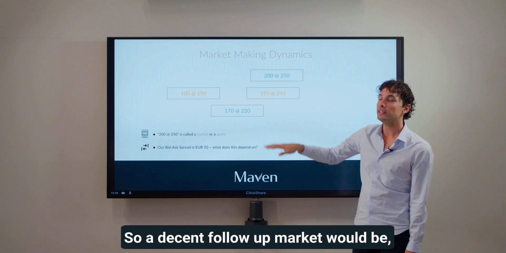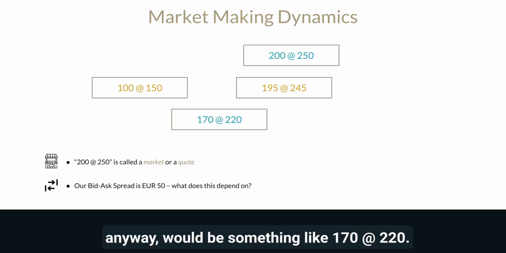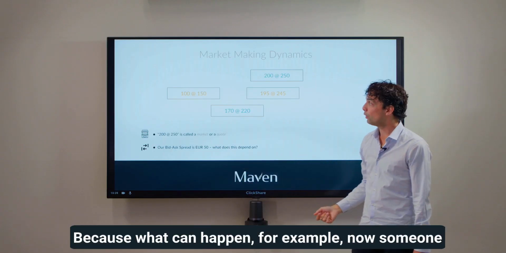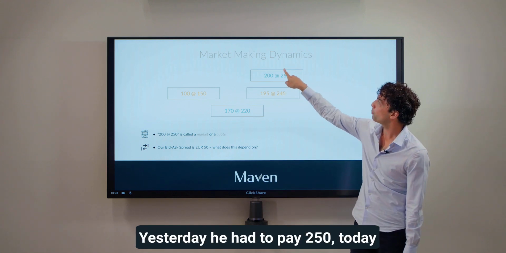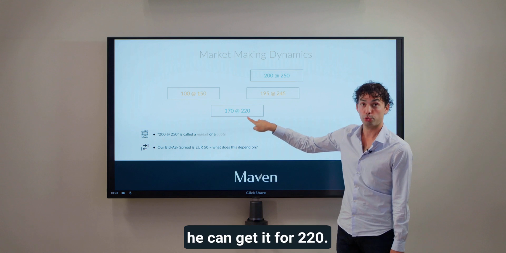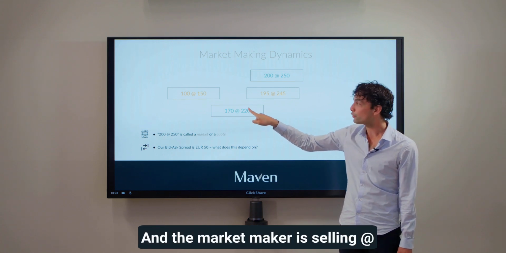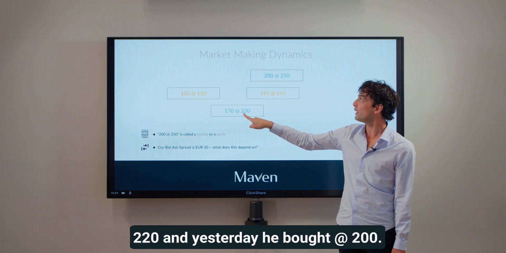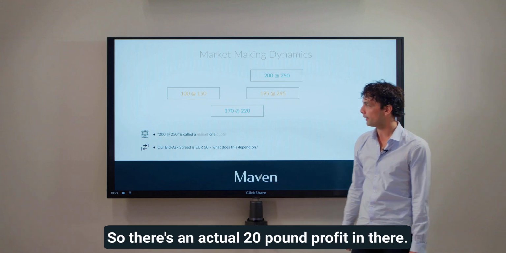So a decent follow-up market would be, we call it a market or a quote anyway, would be something like 170 at 220. Because what can happen, for example, now, someone could be interested in buying a smartphone. Yesterday he had to pay 250. Today he can get it for 220. He might fall for it. Okay, that's a good discount. And the market maker is selling at 220, and yesterday he bought at 200. So there's an actual 20 pounds profit in there.